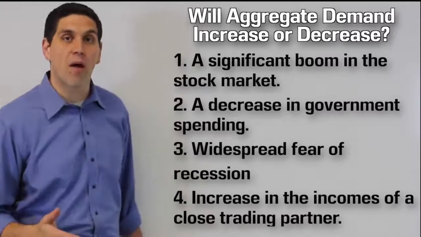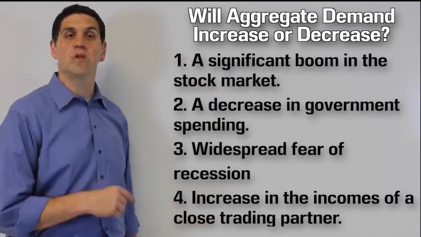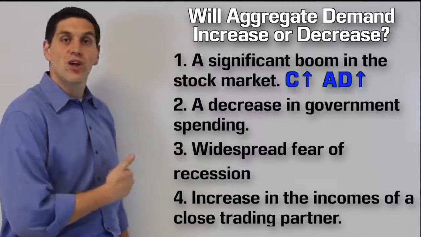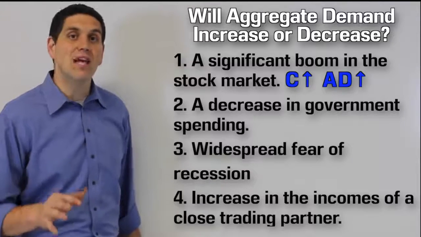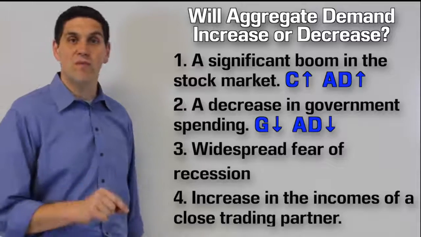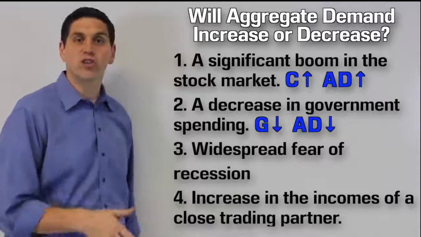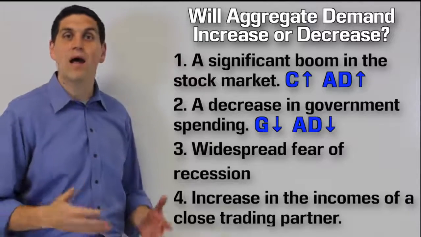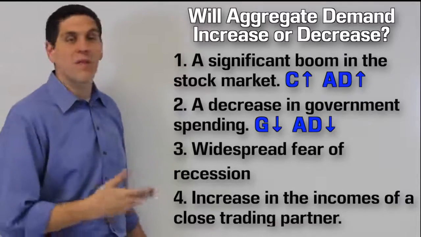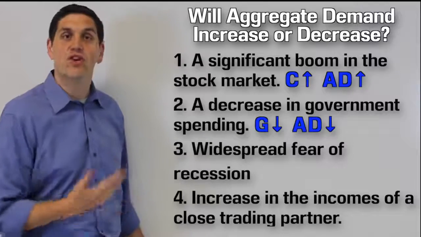An increase in the stock market will increase people's wealth, which means they have more money, so it'll increase consumer spending. That will increase or shift aggregate demand to the right. A decrease in government spending would definitely decrease the aggregate demand. Now keep in mind, this is government spending on goods and services. This is not spending on things like Social Security or other stuff that is not counted as part of GDP. So this would have to be something like a decrease in defense spending. That would cause aggregate demand to decrease or shift to the left.